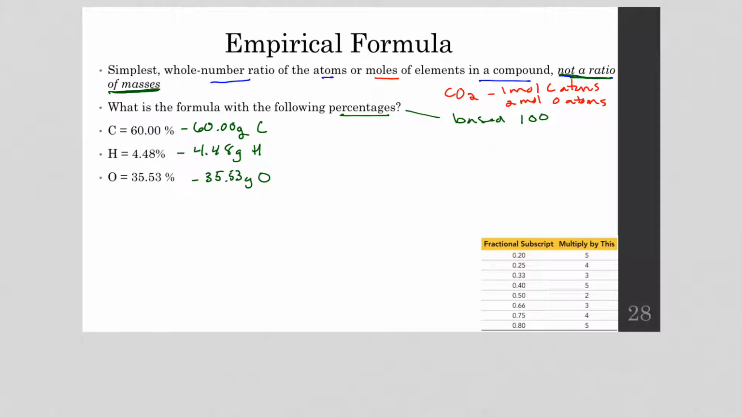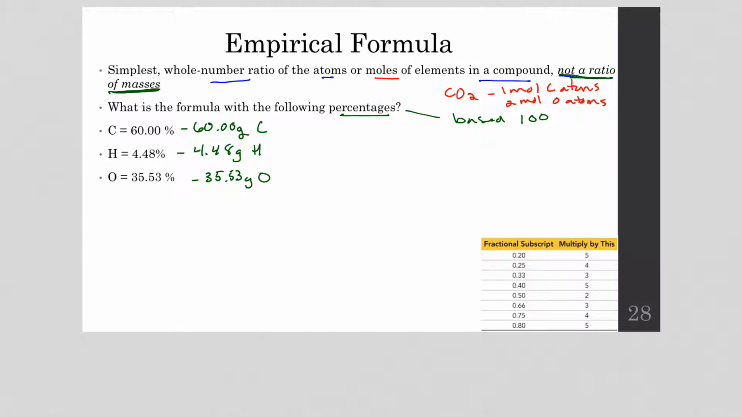Now, you may notice real quick that these percentages don't add up to exactly 100, right? I think they add up to 100.01, and that's not all that uncommon because of rounding errors and etc. But now we have our makeup in grams.